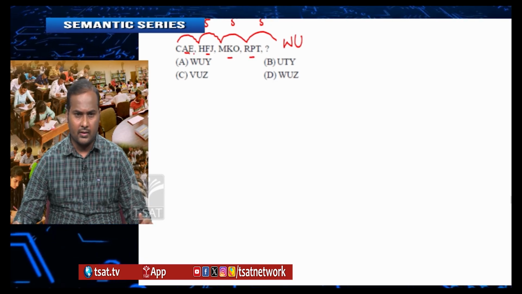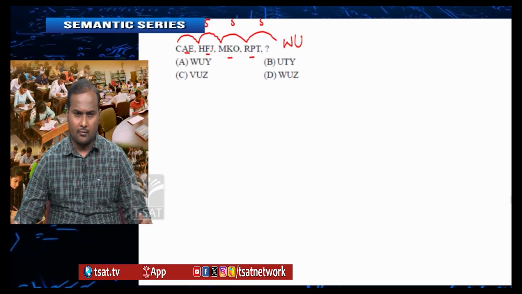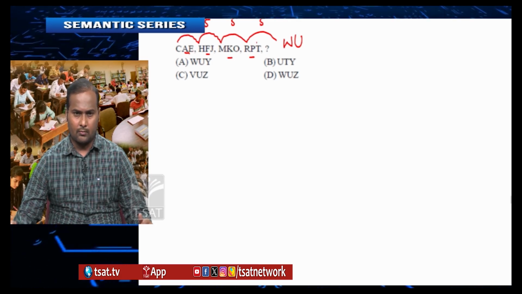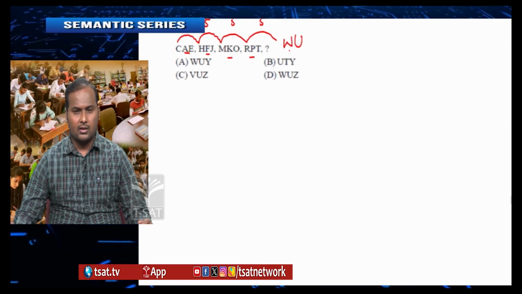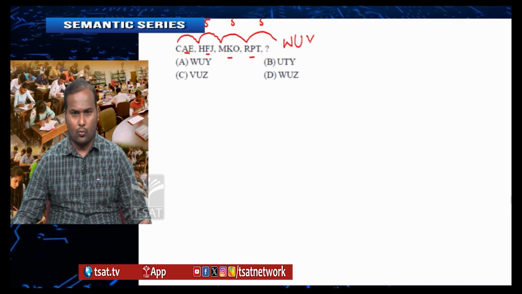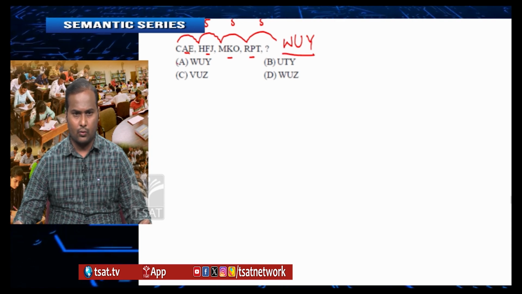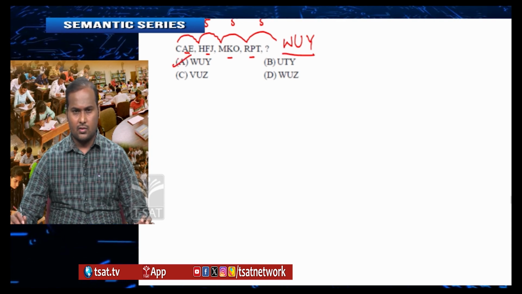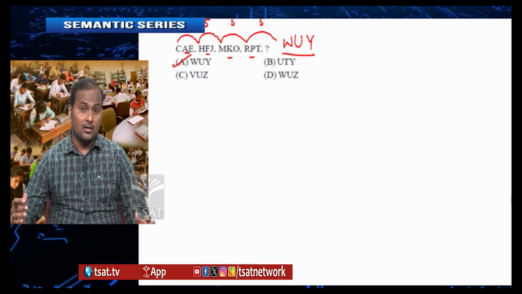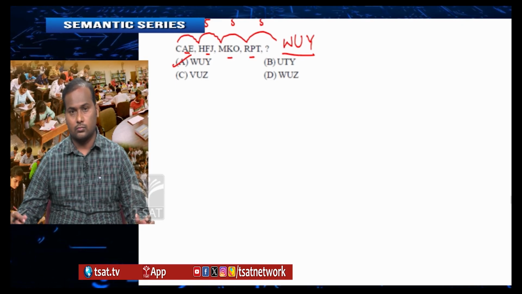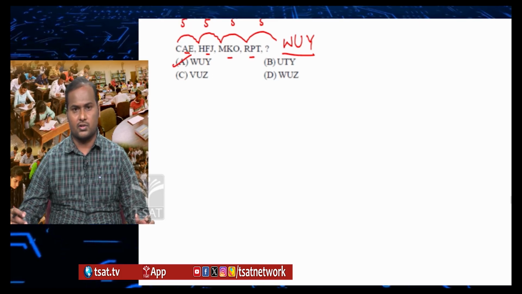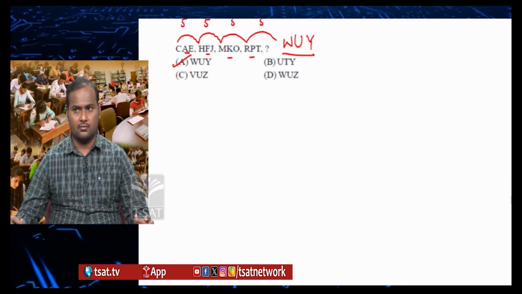The next one is E, E to J plus 5, J to O plus 5, O to T plus 5, T plus 5: T is 20, plus 5 is 25. So answer is Y. So your answer is W, U, Y. So in these questions, the increase is always 5, 5, 5, but in the examination it will be either 5, 5, 5, 2, 2, 2, 1, 1, 1, minus or plus. So anything is possible. So you can keep all these series in mind.